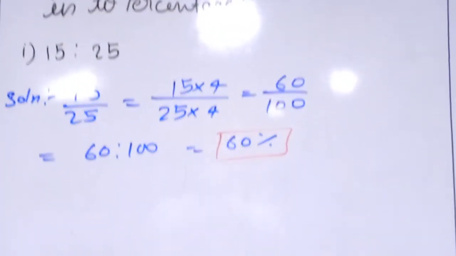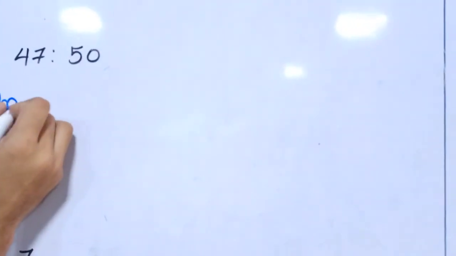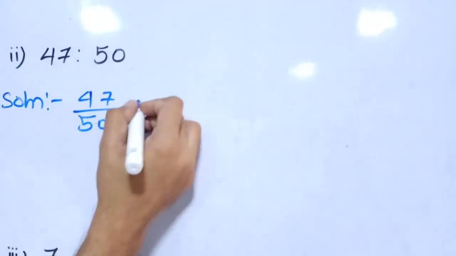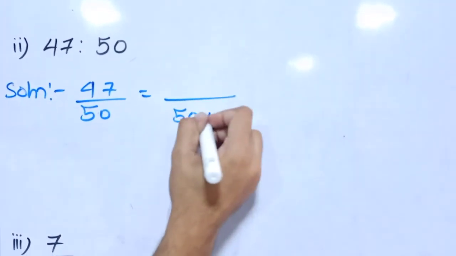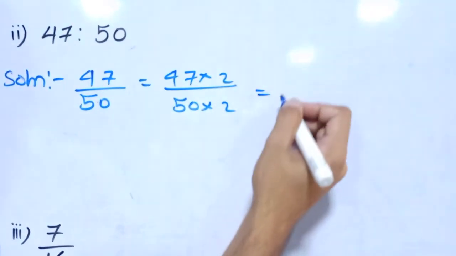The next one is 47 is to 50. So let's start. 47 upon 50. Now 50 × 2 is 100. Again we are going to multiply, so the numerator is also multiplied by 2.